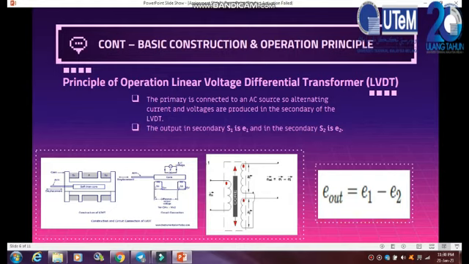And this is the figure of the construction and circuit connection of LVDT. This is S1 and S2. This is the primary, and this is the soft iron core in the LVDT, while this is the displacement. This is the circuit connection, and this is the construction of LVDT.